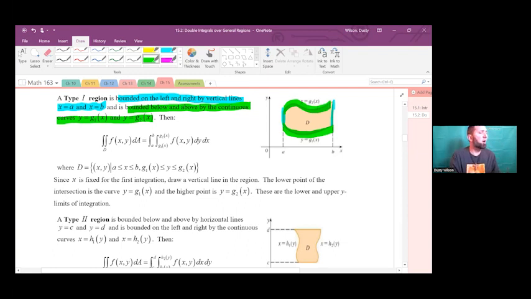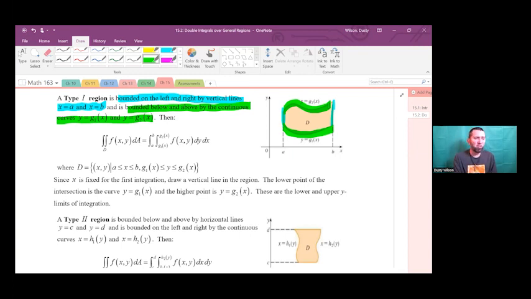Then the double integral over D of f of x y dA, that is the double integral without any built-in method for integration, is equal to the iterated integral from a to b, integral from g1 of x to g2 of x, of f of x y dy dx, where D is equal to the set of all x y such that a is less than or equal to x is less than or equal to b, and g1 of x is less than or equal to y is less than or equal to g2 of x.